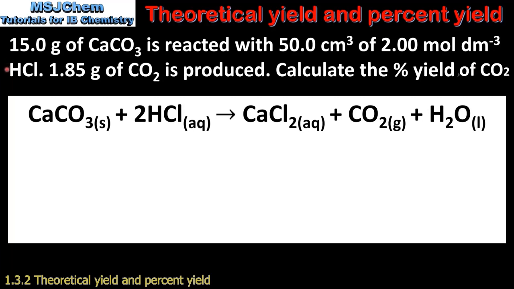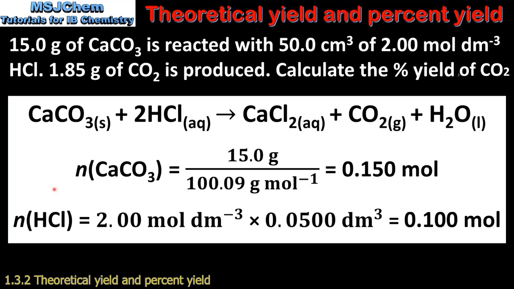In the next example, 15 grams of calcium carbonate is reacted with 50 centimeters cubed of 2 mole per decimeter cubed HCl, which is hydrochloric acid. So the actual yield of carbon dioxide is 1.85 grams. Just like in the previous example, we need to calculate the theoretical yield of carbon dioxide. So we'll start by calculating the amount in moles of calcium carbonate and HCl.